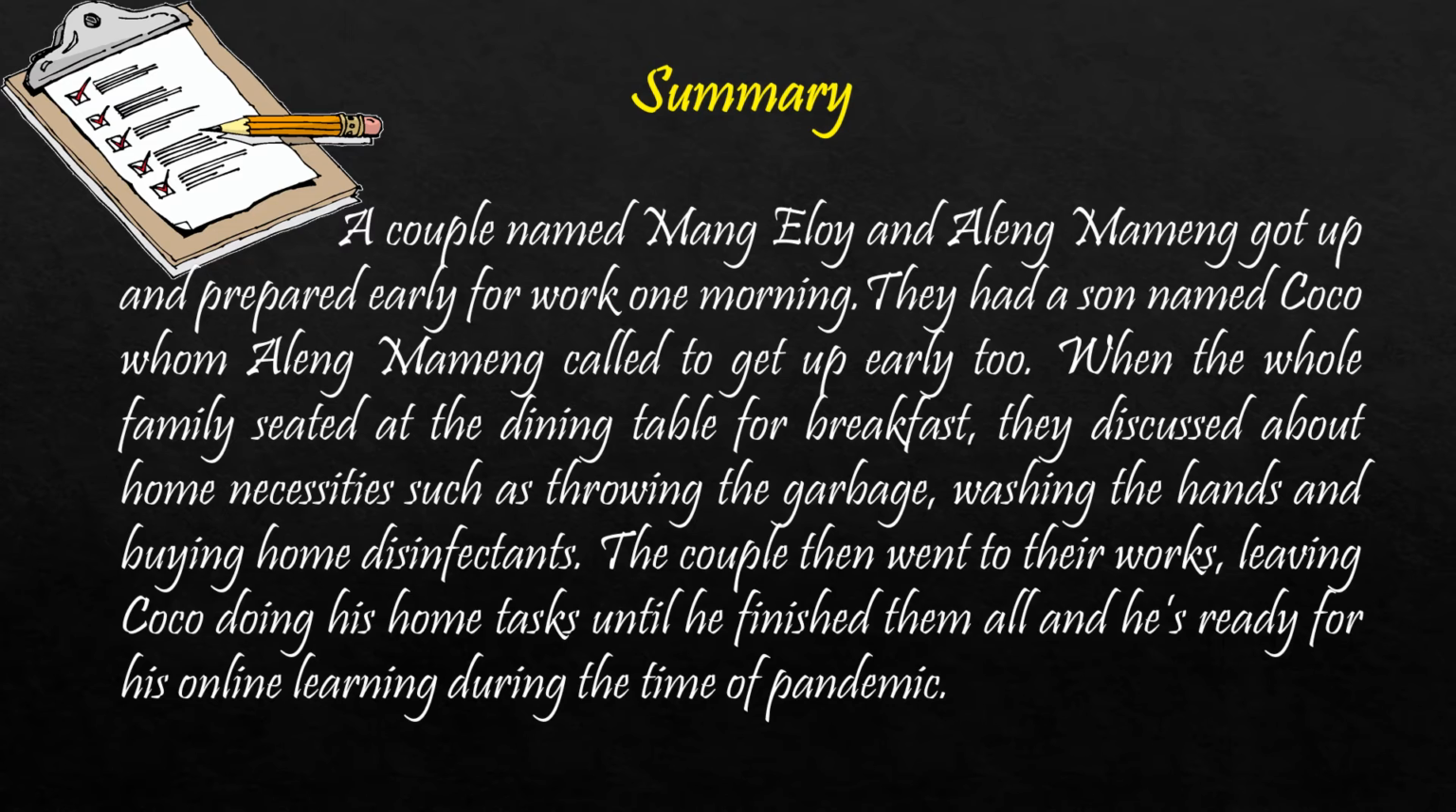To summarize, a couple named Mang Eloy and Aling Maming got up and prepared early for work one morning. They had a son named Coco whom Aling Maming called to get up early too. When the whole family sat at the dining table for breakfast, they discussed home necessities such as throwing the garbage, washing hands, and buying home disinfectants. The couple then went to their work, leaving Coco doing his home tasks until he finished them all and was ready for his online learning during the time of the pandemic.